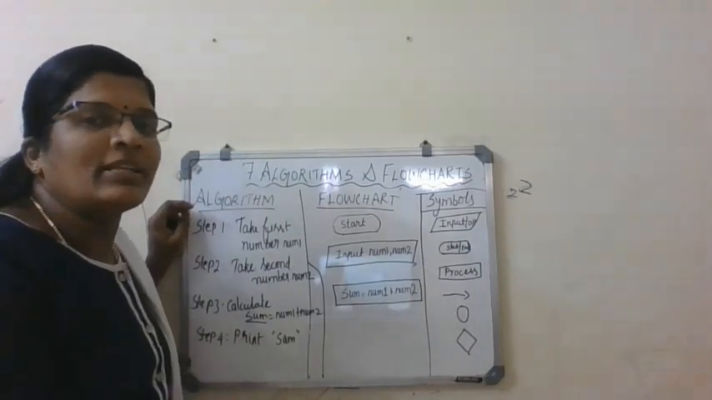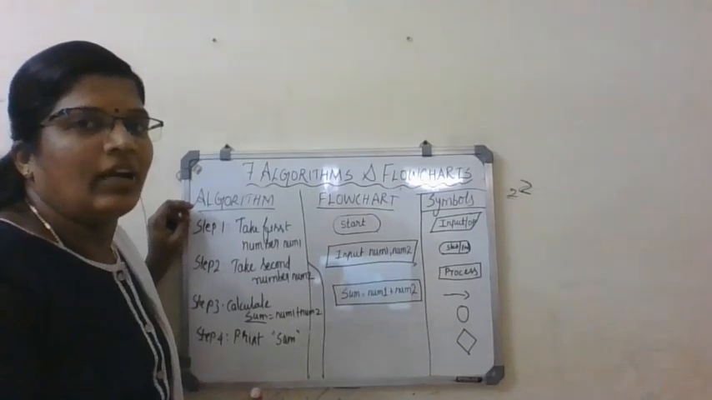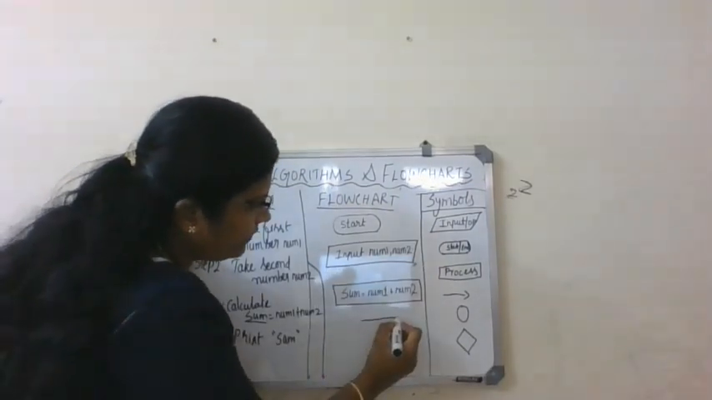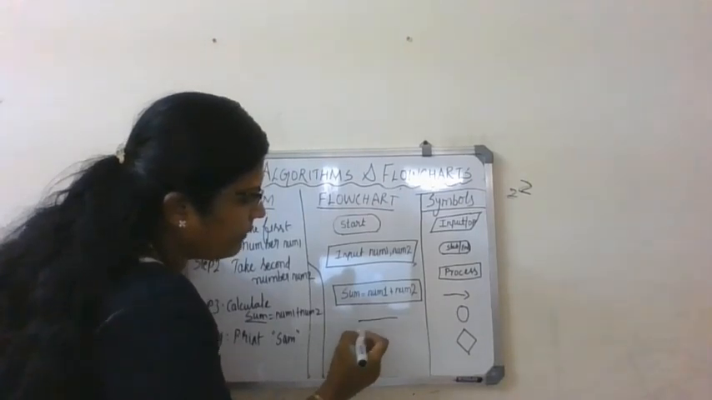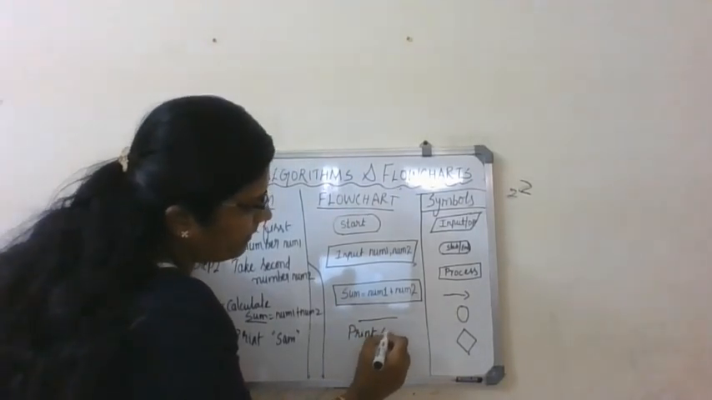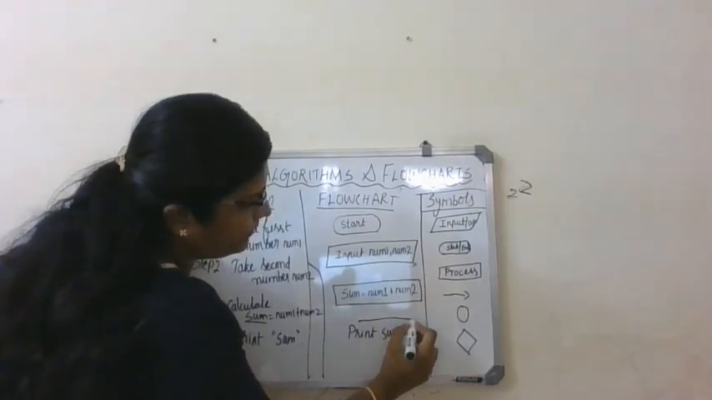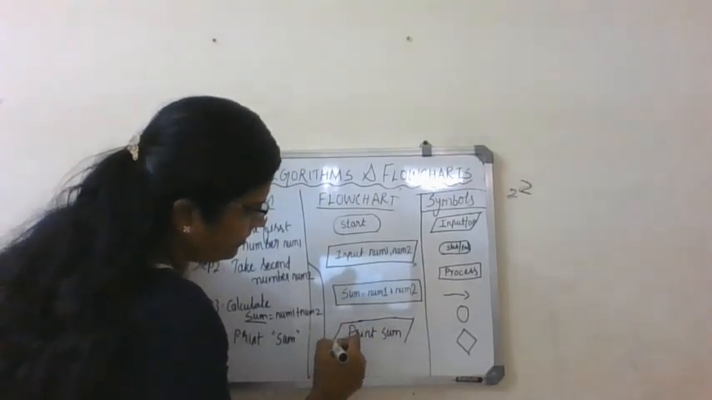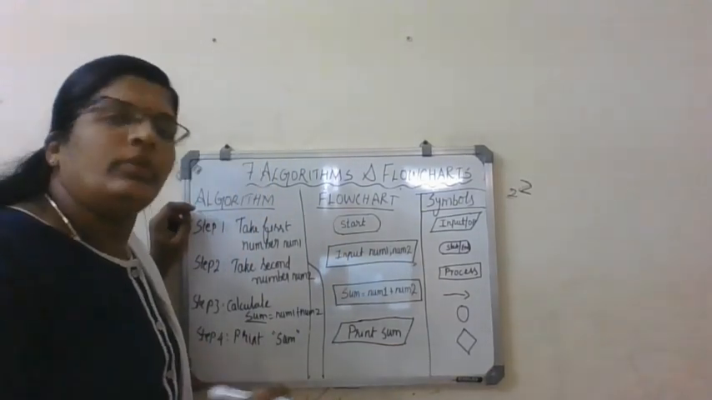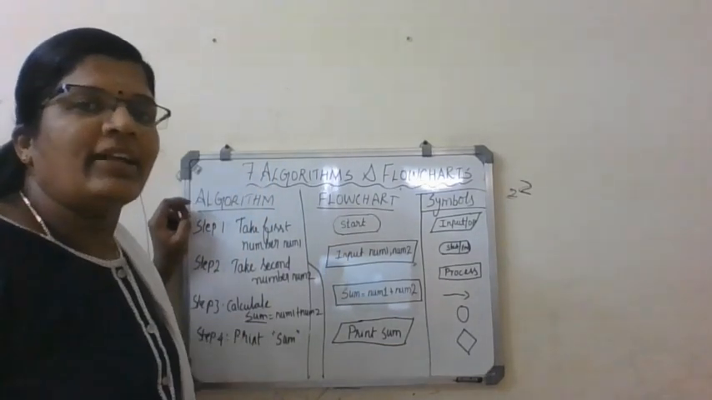Then after the process, it's to display the result, output. So output also uses the same kind of box. Okay, so I started drawing, but let me write print sum. Parallelogram box. Okay, so it's over. So we have displayed the answer also.